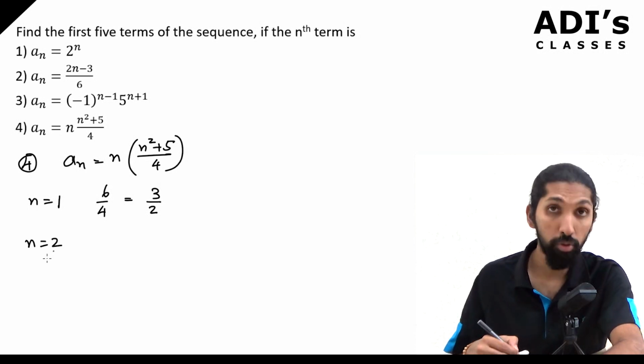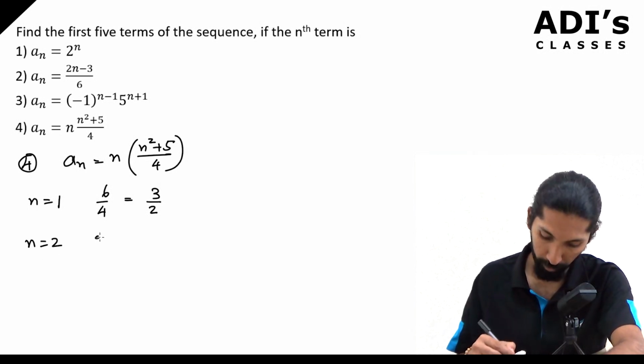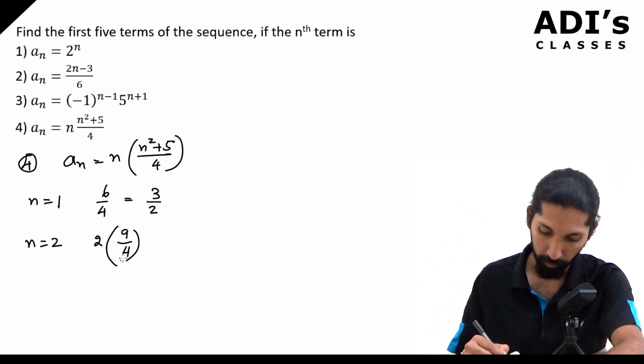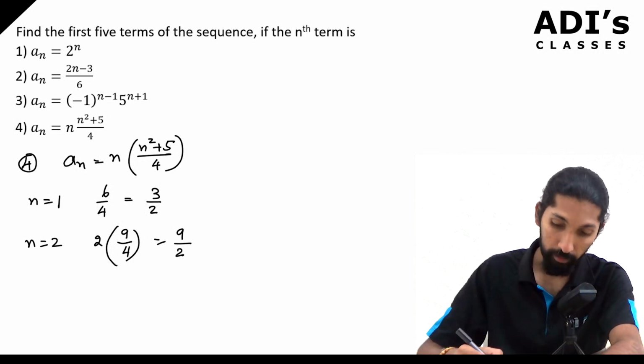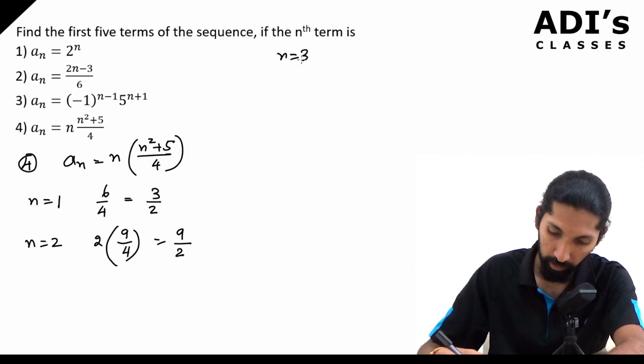Let's take n as 2. You're going to have 2 into 4 plus 5, 9 divided by 4. We can put it as 9 by 2. Correct? Then let's take n is equal to 3.